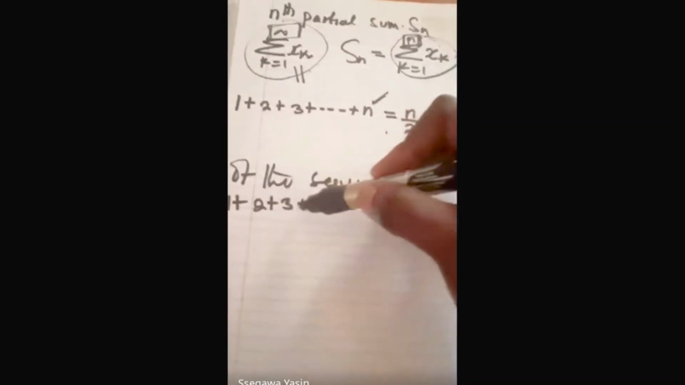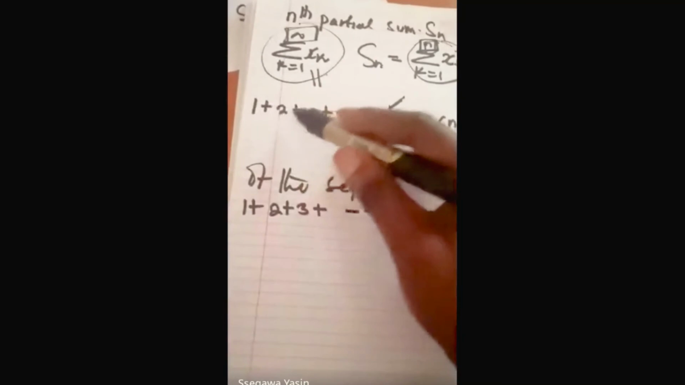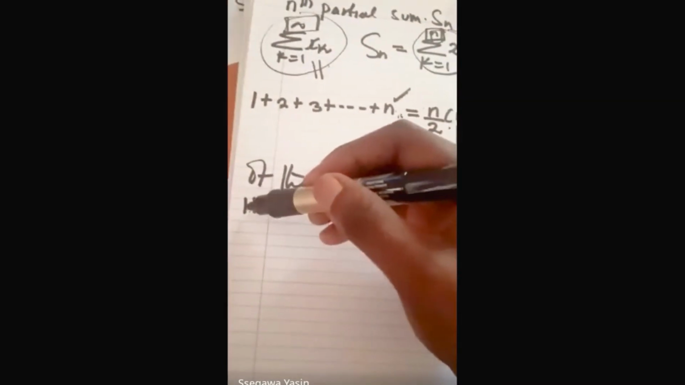This one here is what we call the partial sum, where we have taken the sum of the first n terms of a given sequence. So when you go on adding the first n terms of a given sequence, we call that a partial sum. But remember, when you add from the first one up to infinity, we call it a series.